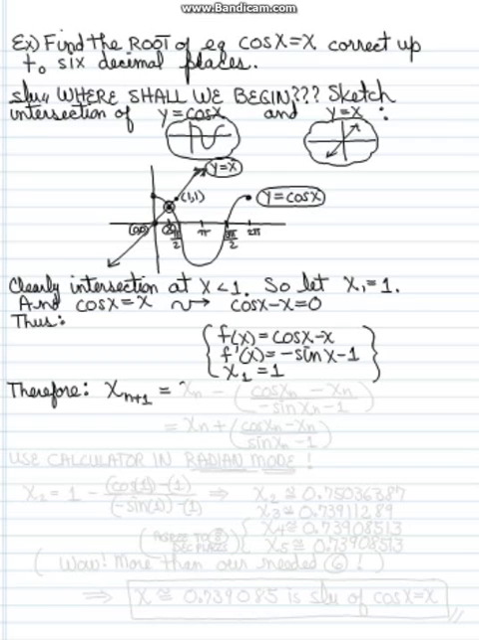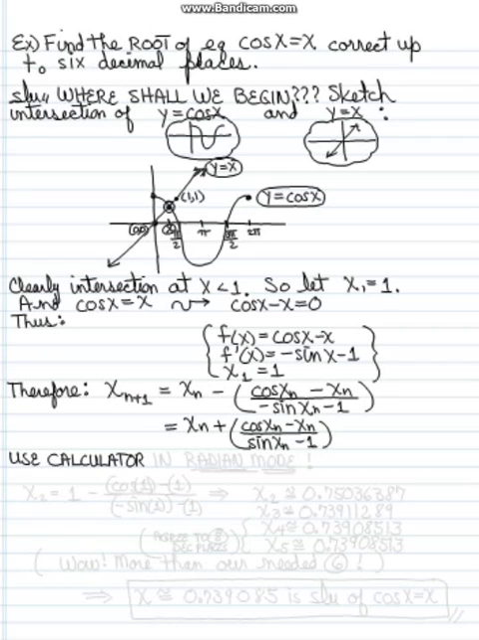Therefore, x sub n plus 1 is equal to x sub n minus the quantity cosine of x sub n minus x sub n, over negative sine x sub n minus 1. I'll go ahead and pull out a negative sign and change the negative in front of the parenthesis to a positive: cosine x sub n minus x sub n over sine x sub n plus 1. Now we're going to have to use a calculator to evaluate this, and we have to put it in radian mode. This is very important.